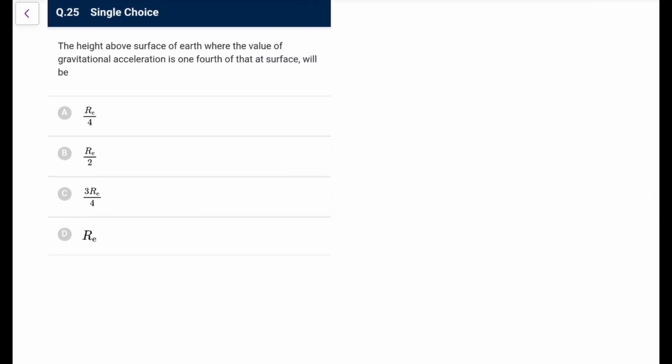Okay, go ahead. Find the height above the surface of Earth where the value of gravitational acceleration is 1/4 of that at the surface. So it is becoming 1/4, a big change. So g becomes g by 4. So what we say, g upon g at surface is equal to r plus h upon r whole square. Okay, I have written the reverse, this is not the right way. g upon g at surface would be equal to r upon r plus h whole square.